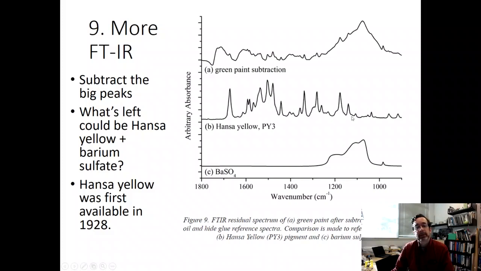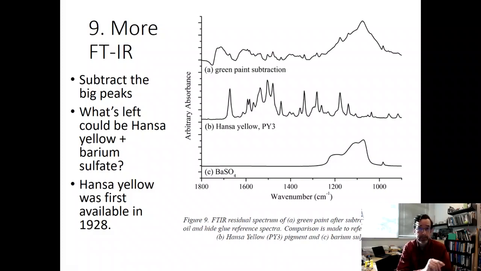They found Hansa yellow. It kind of matches. You know, you have this peak and that peak, and there's a little peak right here. Maybe that matches. There's a peak here. There's sort of a correlation, but you're a lot less certain. They're very speculative about this. And why does it have this lump right here? Well, barium sulfate, which they found through another region.